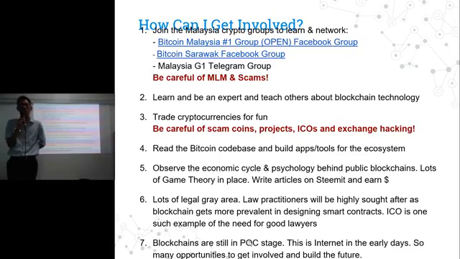Blockchain technology is pretty much in its early days. It's kind of like the internet in the 1990s, where nothing is being built yet. So there are a lot of opportunities for you to build tools to make things easier in the space.